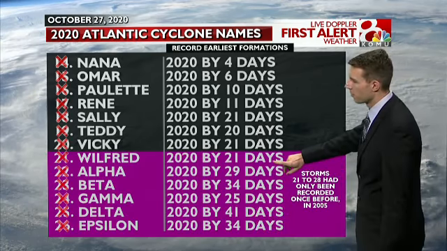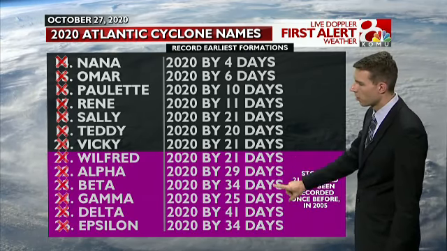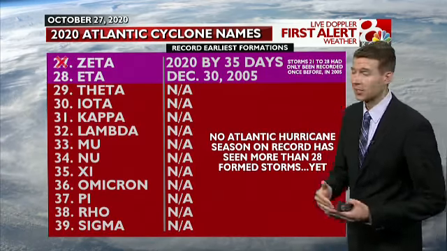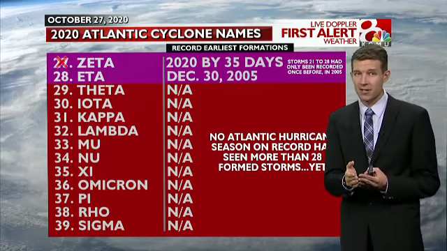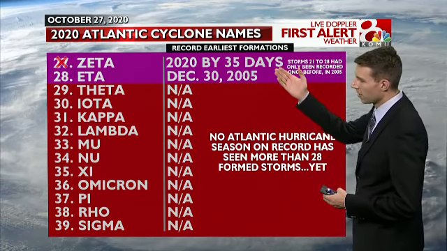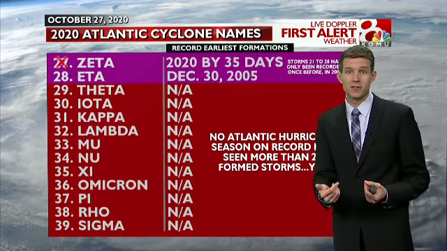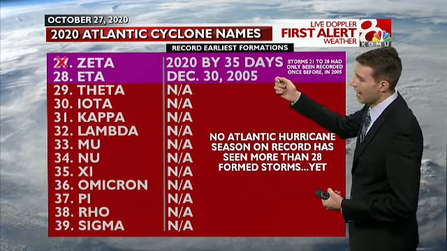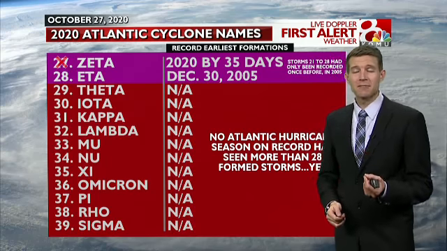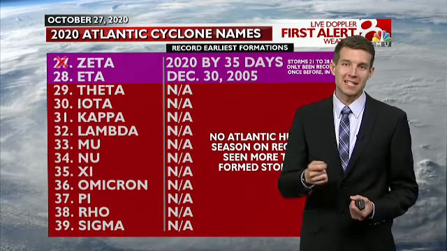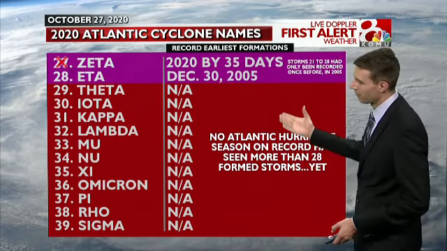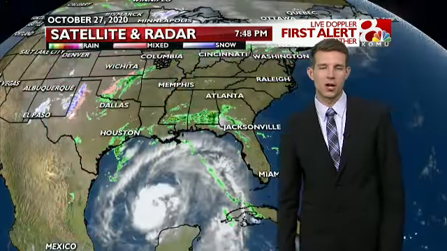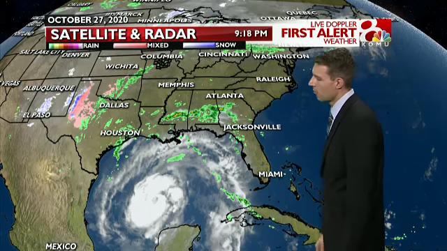And by the way, everything from number 21 all the way through 28 only occurred one other time, in 2005, including Zeta here with number 27. Our Zeta, number 27, is 35 days earlier than the only other time the 27th storm has formed in a season, back in 2005. And for number 28, Eta for us just has to form before December 30th for that to be a record. And then if we keep going any further past 28, it will then be the first time we've ever seen that in our record book for the Atlantic hurricane season. Right now, this is Zeta.